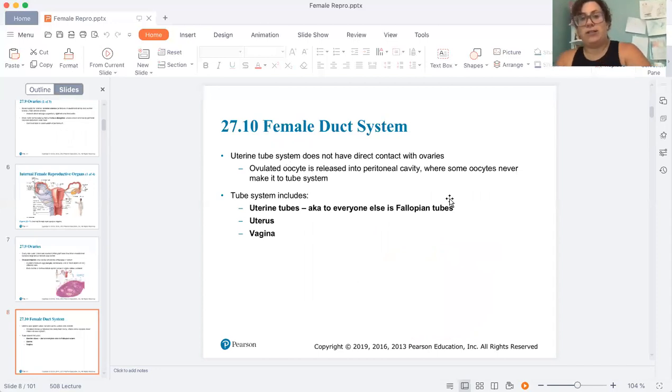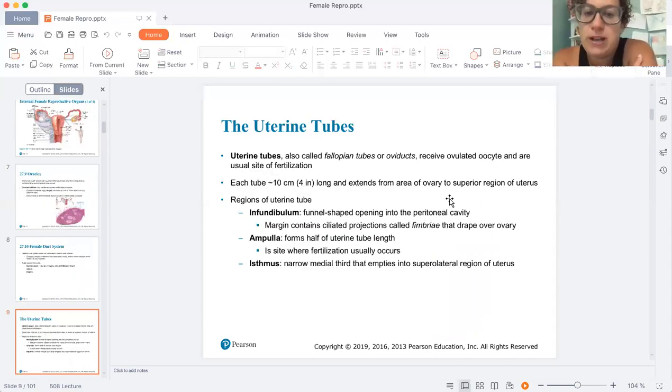The female duct system is composed of the uterine tubes, which are the fallopian tubes, as I said. We don't really need to go so much in depth on that one. Fallopian tubes are about 4 inches long, and as I said, they have fimbriae. That's the most important. I want you to know about the fimbriae. They don't fully touch or adhere to the ovaries.